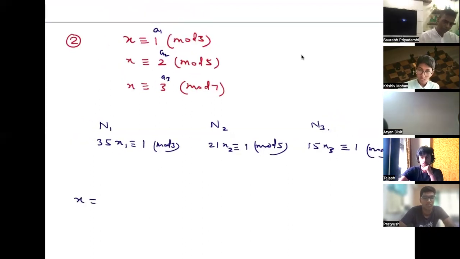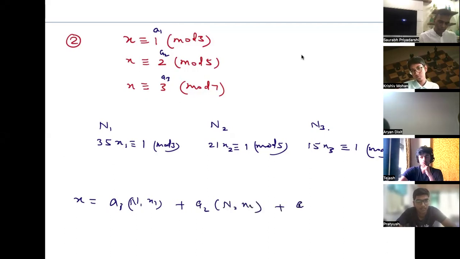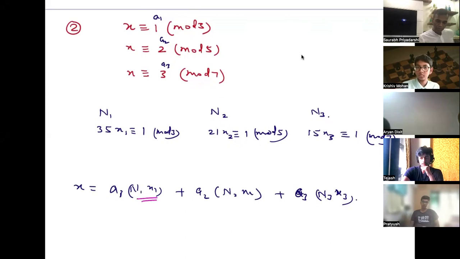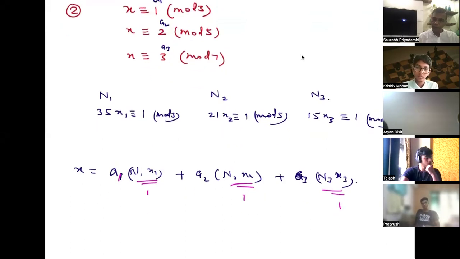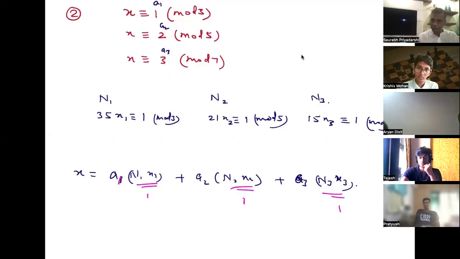So what we are writing is x equal to a1 n1 x1 plus a2 n2 x2 plus a3 n3 x3. Is this okay? But these three products n1 x1, n2 x2, n3 x3 are congruent to 1, 1, 1, if I'm able to find some x1, x2, and x3. So, if I'm saying x is equal to this, try to understand this part. If I'm dividing this x by 3, this n2 must contain 3, this n3 must contain 3.